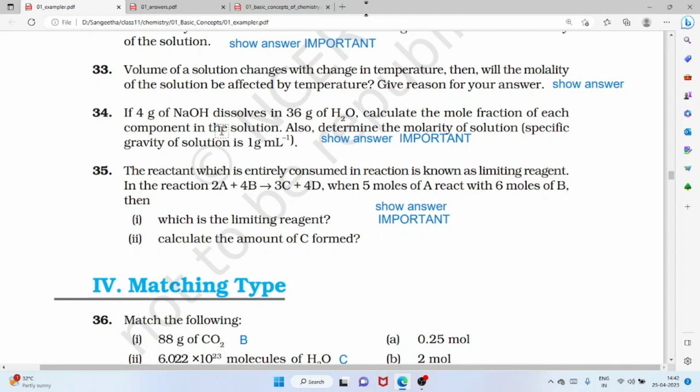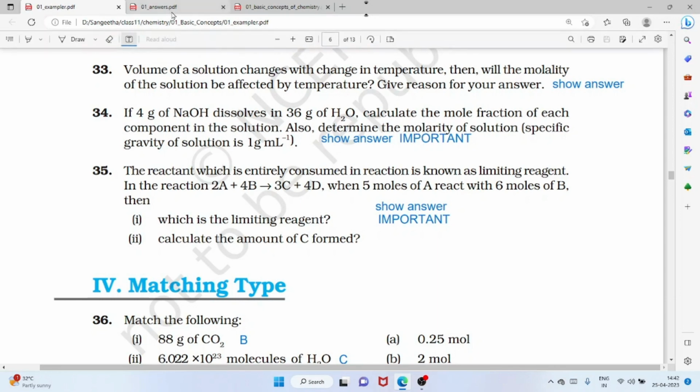4 gram of NaOH is dissolved in water. Calculate the mole fraction of the components of the solution. Also determine the molarity of the solution. Here the specific gravity is given. So using specific gravity, how to find the volume? That is why I put this important, question 34.